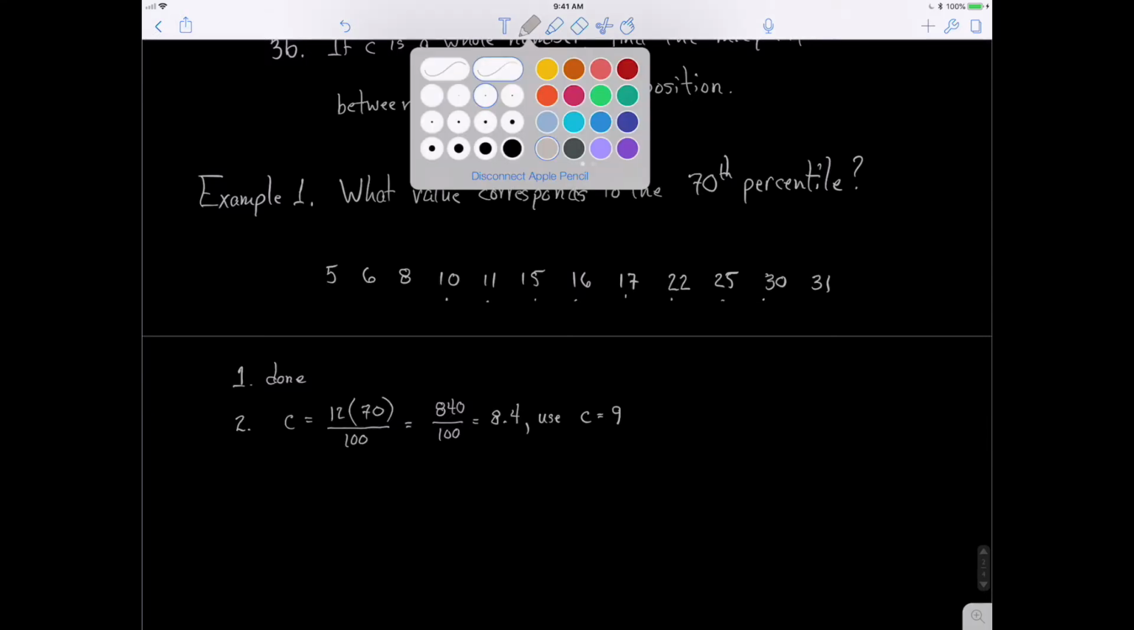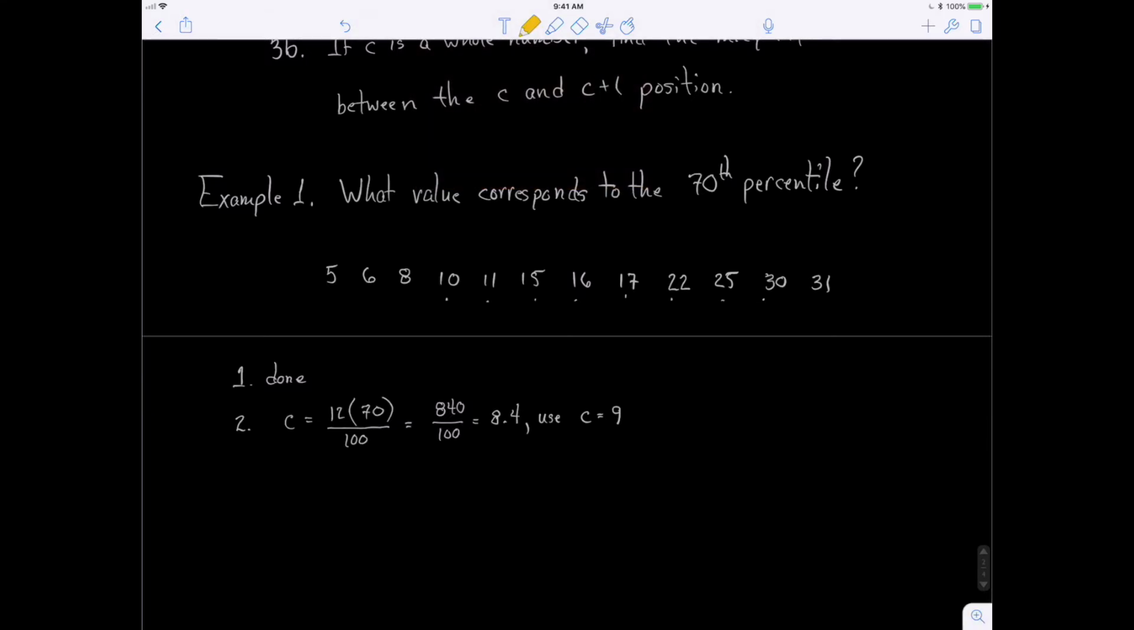Let's just be clear here. These are my X's, the data values. The C's are the position of the data value in the list. So 5 is in the first position, 6 is in the second position, 8 is in the third position, 10 in the fourth, and so on. 15 is in the sixth position, then seventh, eighth, ninth position, and there it is. We'll finish this: 10, 11, and 12.